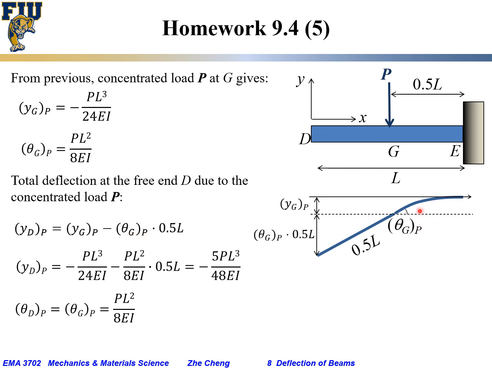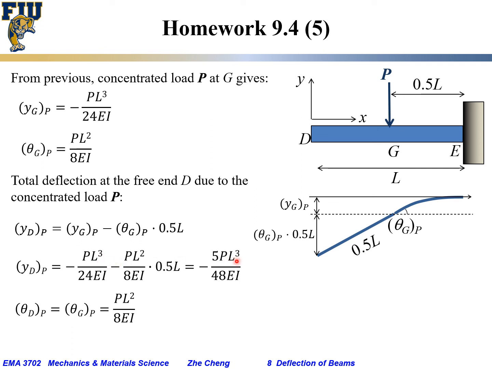Theta G is the local slope here, theta P, and we plug the numbers in. YGP would be PL cubed over 24, and don't forget the negative sign here, because everything is going below the horizontal axis. And theta G is PL squared over 8EI times half of L, with a negative sign because it continues to go downward, and you plug the numbers in.